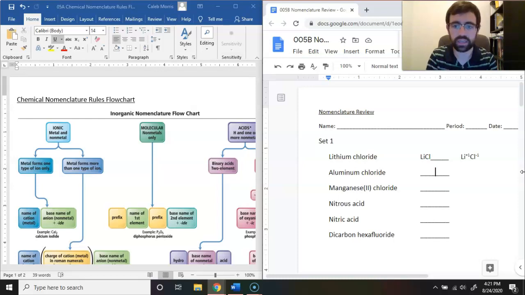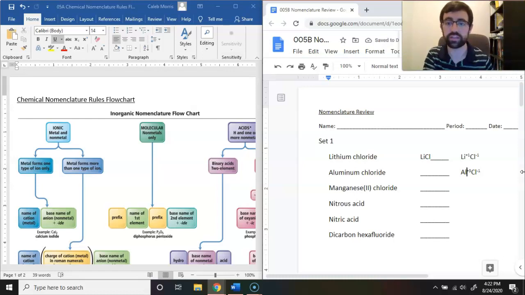All right, so looking at aluminum, I'm going to put Al, and we know the charge of aluminum, don't we? We know the charge of aluminum because it's one of those 3 we memorized the charge of. It's got a +3 charge. So I'm going to put a +3 right here. All right, and then chloride, again, Cl, just like above, it has a -1 charge.